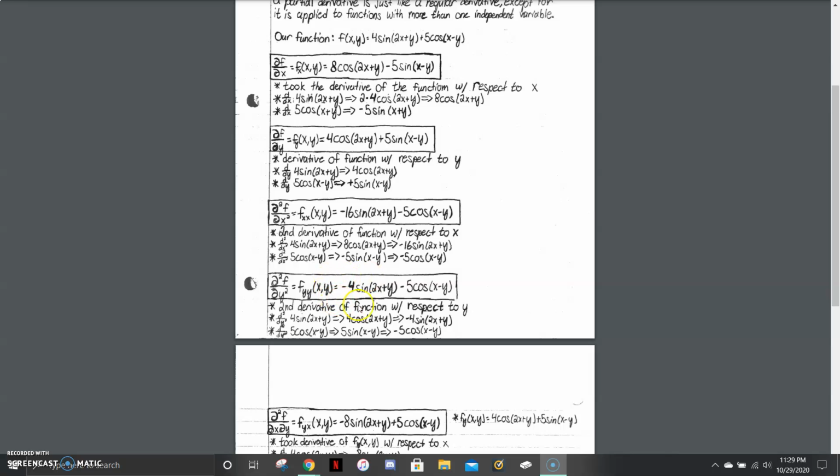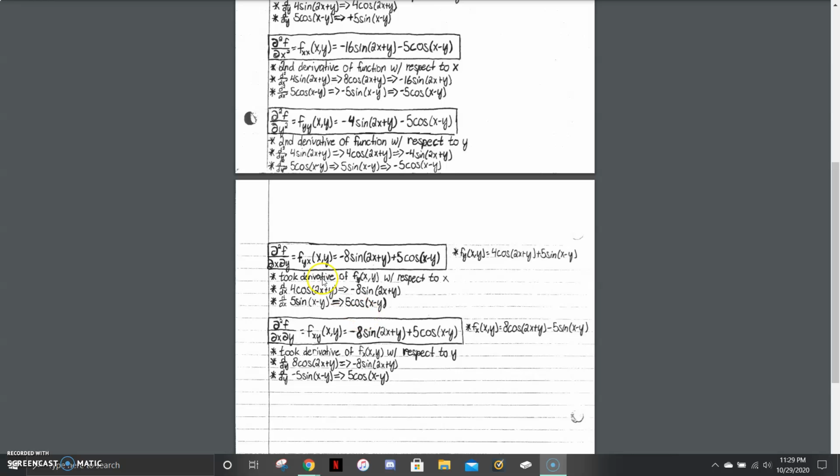So for the fourth part, we had to do it again, but this time with respect to y. So taking 4 sine of 2x plus y, taking the derivative of that, we have 4 cosine of 2x plus y. And then another derivative, we have negative 4 sine of 2x plus y. Taking the derivative of 5 cosine of x minus y, we get 5 sine of x minus y. Then taking the second derivative, we get negative 5 cosine of x minus y.